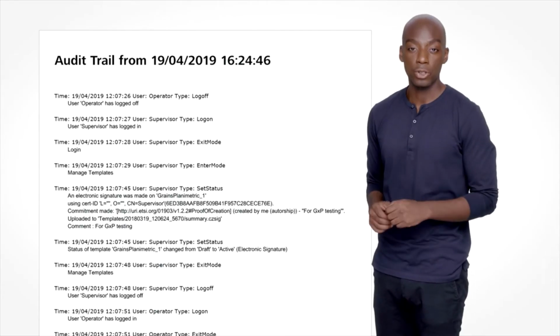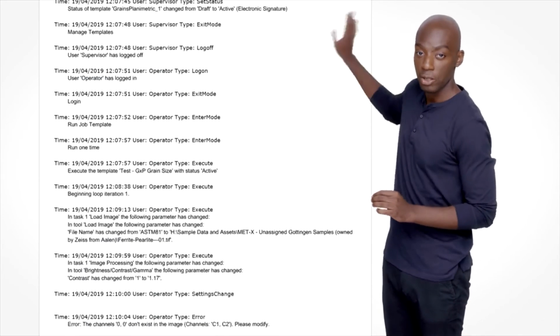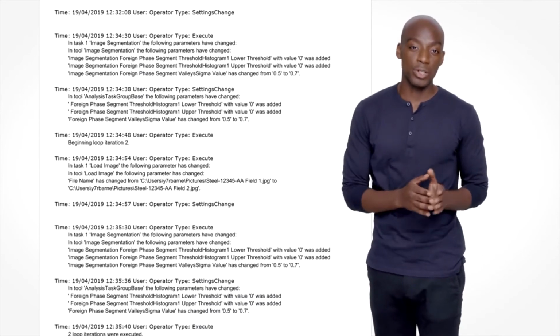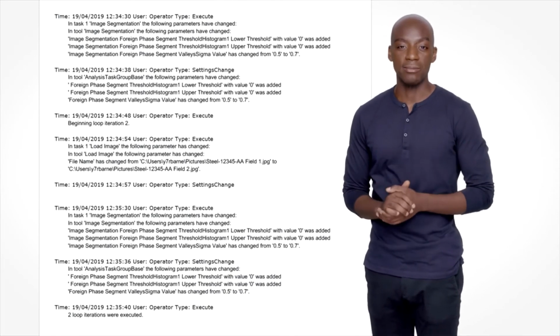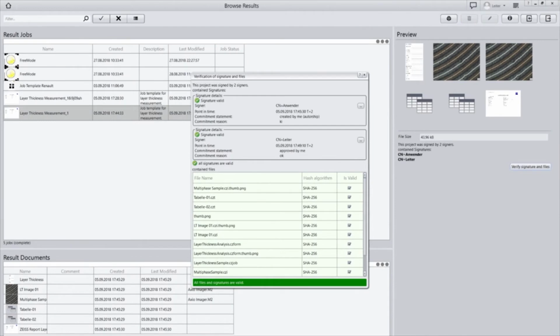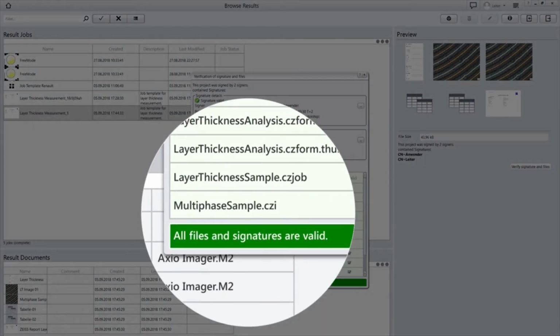The GXP module automatically generates an encrypted audit trail. It can be exported and shared, but not manipulated. Any deviation from procedure shows up. Any tampering shows up. It shows who did what, when, and why. Your results are searchable, safely stored, and you can always check their validity.